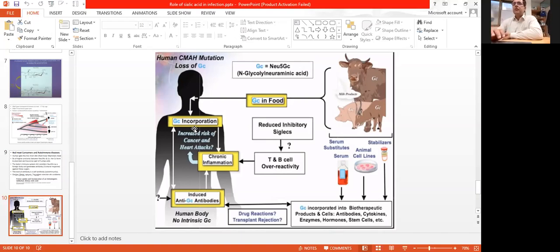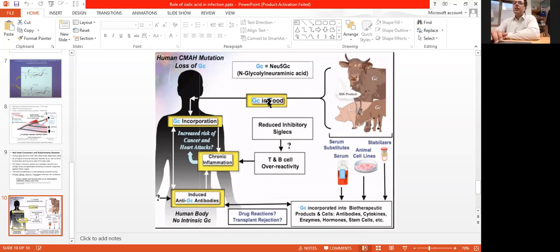So antibodies will also be generated against your own cells, because the GC forms are mounted on your cells. So antibodies and the cell-mediated immunity would target your own body cells. It would be a chronic inflammatory situation. That inflammation would be going on and on, which would lead to the risk of cancers or heart attacks in different individuals.